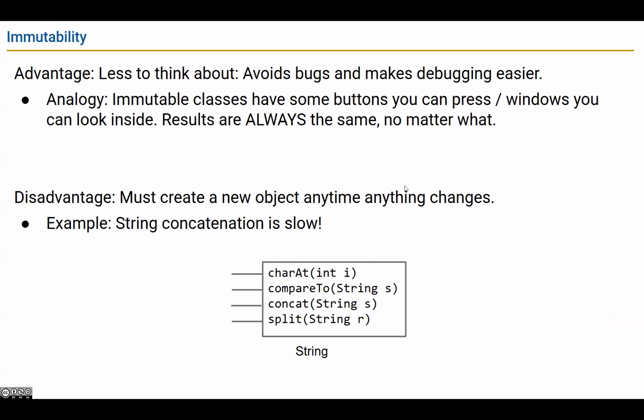Now, the advantage of immutability is that you have less to think about. You can avoid bugs. It makes debugging a lot easier, and that actually saves a lot of time. The disadvantage is that creating a new object is going to be really slow. String concatenation is really slow because of this.